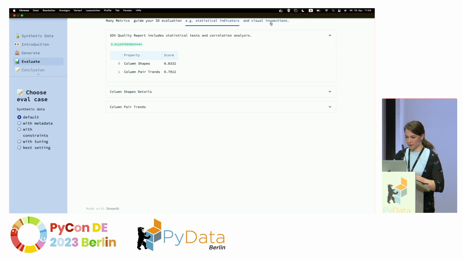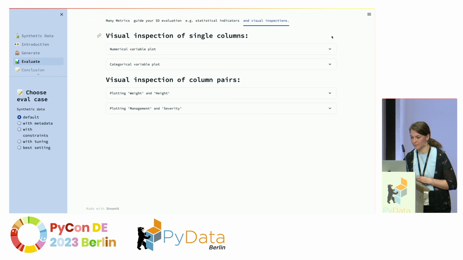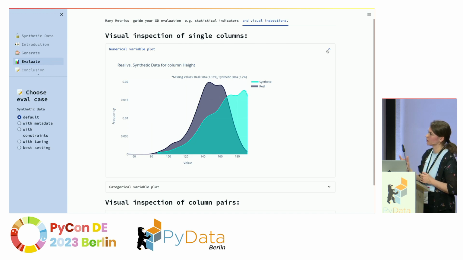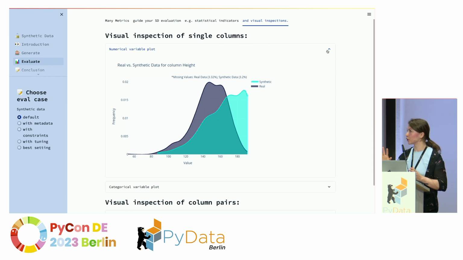And now we can look into the visual inspection. We can here, for example, see the distribution, how they compare. So we're taking the height column, and then we can see we want the turquoise curve to be exactly on the dark one. And here we can actually see it's not that good. So they're quite off. There's some intersection, but it's not how we maybe want it to be.